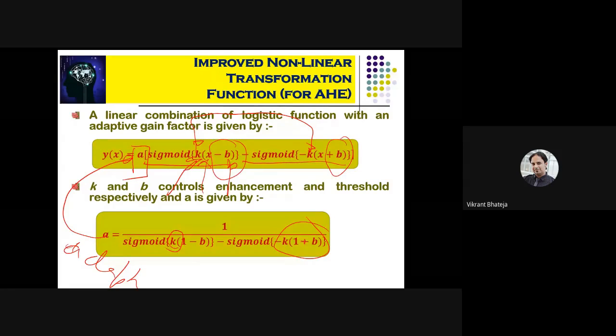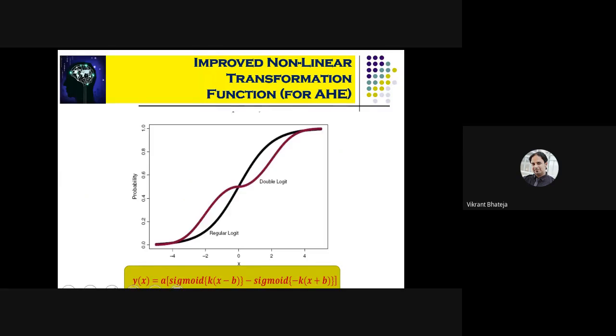So this is how the conventional function of histogram equalization or adaptive histogram equalization can be replaced by a new kind of non-linear transformation function. You can compare: the black one was your original function, and this is how you have combined two sigmoidal functions to get this new function, which we are going to use as the non-linear function for adaptive histogram equalization.